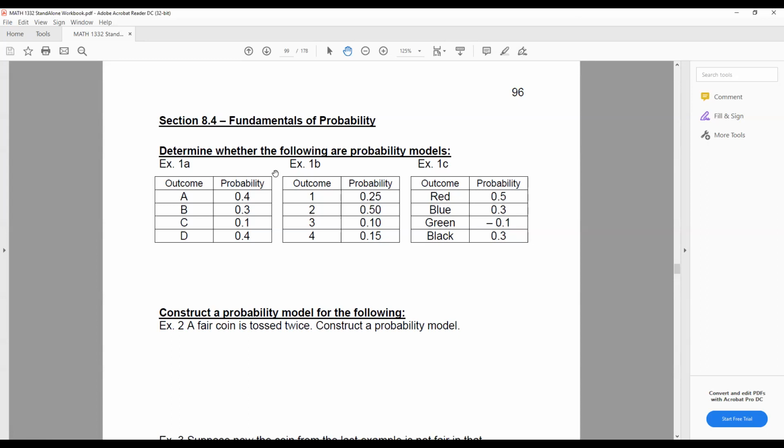So 8.4 is when we start doing probability, so finding the chance of something happening. All those ideas are just probability questions. But the first thing we need to figure out is if this is a proper distribution or probability model.